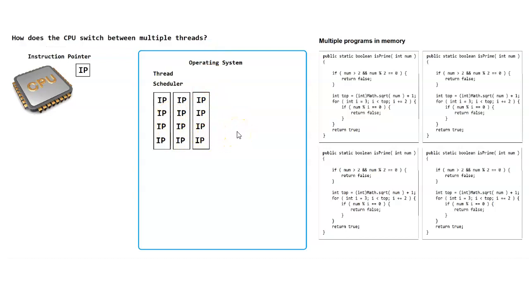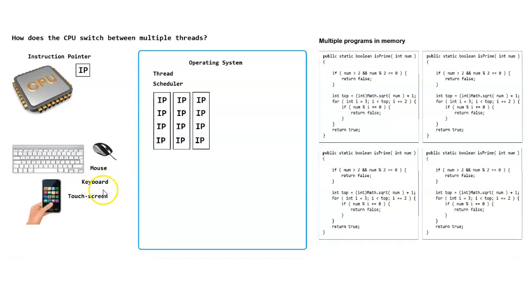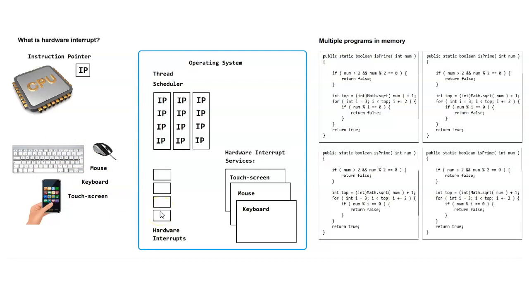Okay, besides the CPU and memory, we also have other hardware devices connected to the system bus. For example, a mouse, a keyboard, touchscreen, and so on. So what happens when the user clicks a mouse or presses a key on a keyboard? In response to hardware events, the CPU suspends the current execution and switches to run the program to service the hardware interrupt. So what is a hardware interrupt?